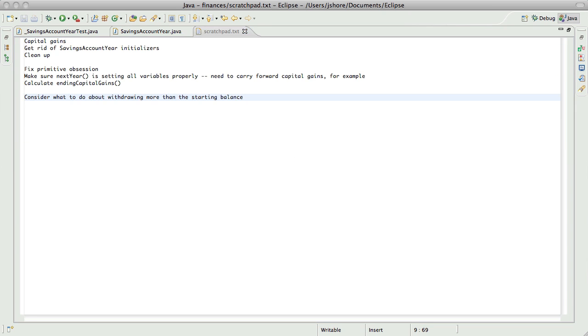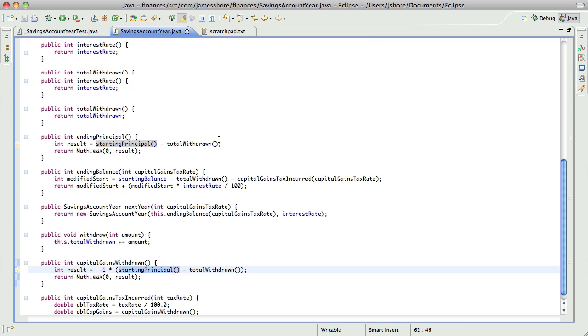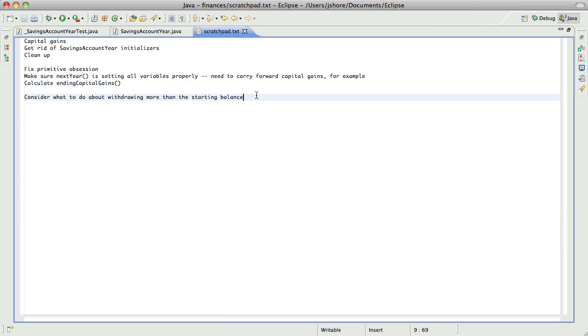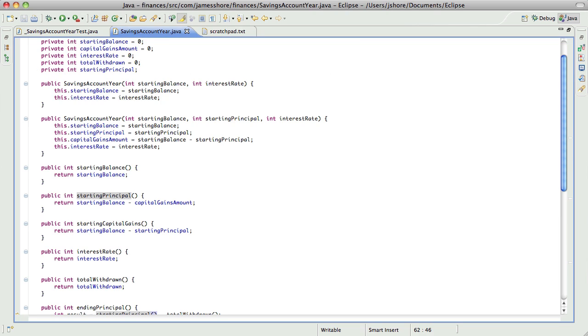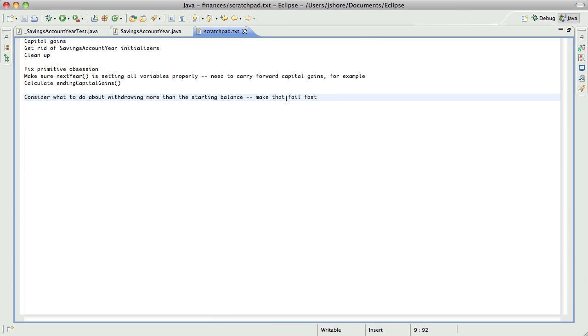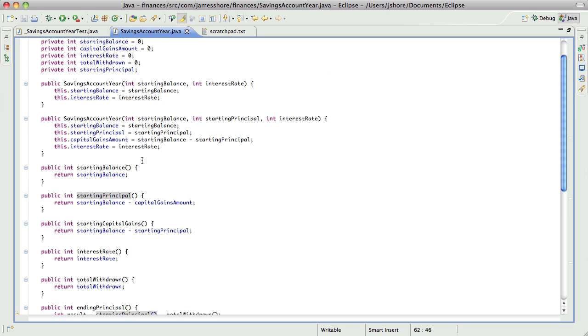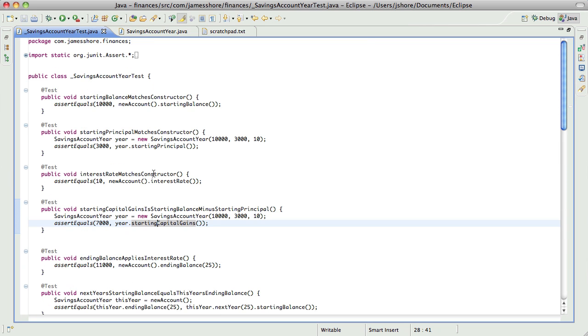We have a green bar right now. So yeah, let's make that fail fast. And I'm not going to do that right now because when I fail fast, basically we'll make it an assertion. So we'll assert that this is impossible. And I could just throw in a runtime exception, but I want to do it properly, so I'm not going to do it just yet.